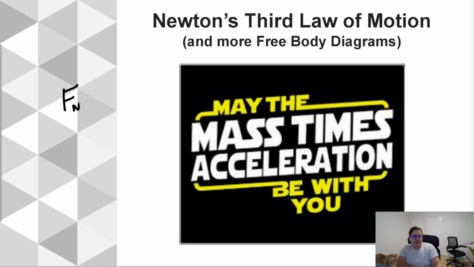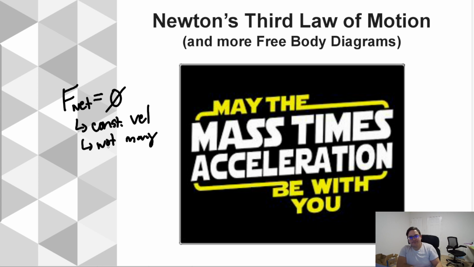All right, what do we know? We know F net equals 0 means you're either going at constant velocity or not moving. That's what we know so far. If F net does not equal 0, then F net equals mass times acceleration. You're going to be accelerating. From there, we also get that weight equals mass times gravity.